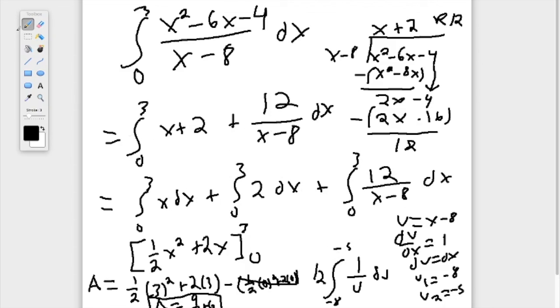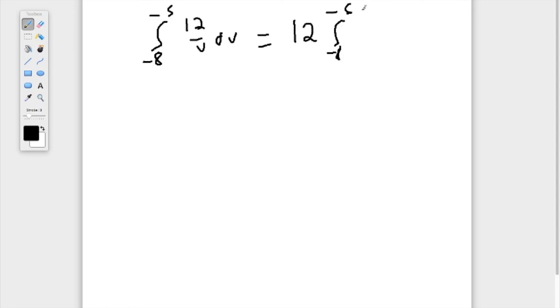Basically we have the integral from negative 8 to negative 5, 12 over u du. I'm going to bring the 12 out. So we get negative 8 to negative 5, and then we get 1 over u du. So that's just the same thing as 12 ln of absolute value of u, and then we're going to evaluate from negative 8 to negative 5.